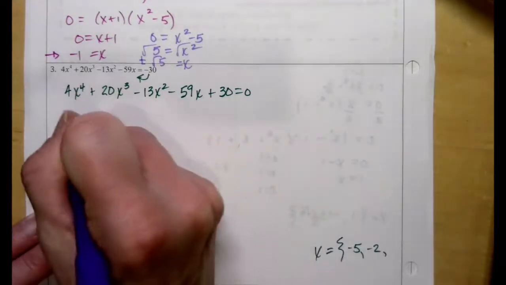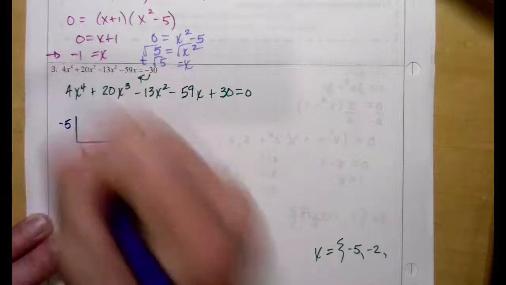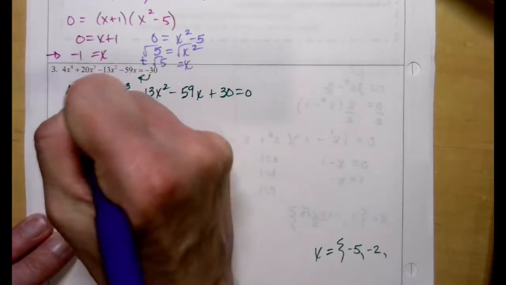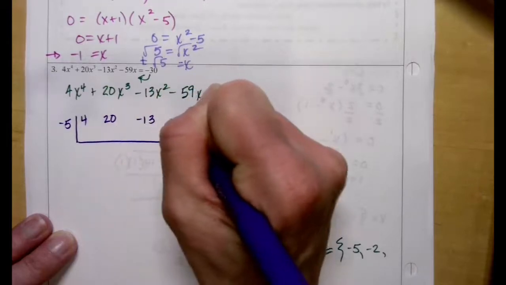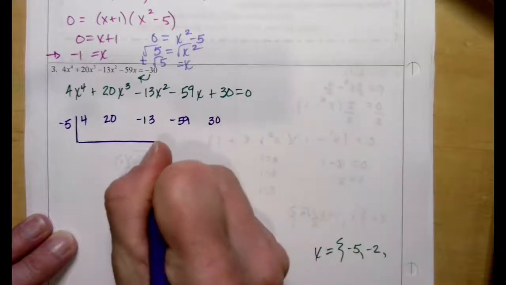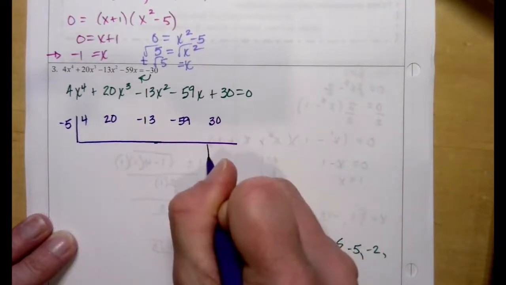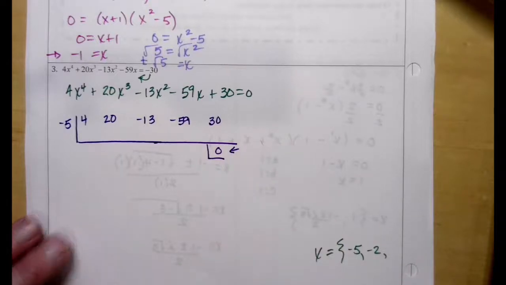All right, so let's do some synthetic division. I know that -5 goes in. My coefficients are 4, 20, -13, -59, and 30. Now remember, this is supposed to work, so I need to get a 0 here. I can predict that that's going to happen ahead of time.